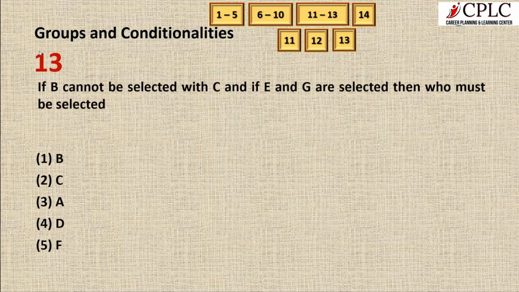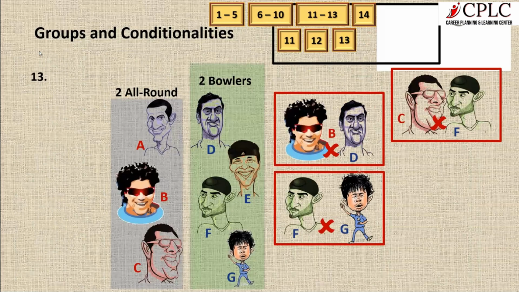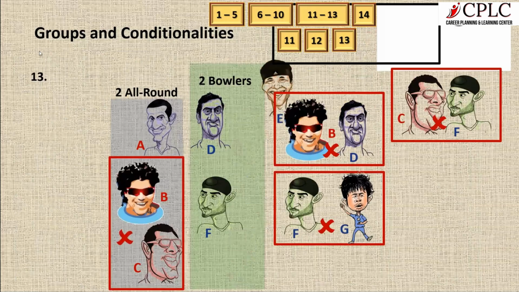Moving to the next question, if B cannot be selected with C, and if E and G are selected, then who must be selected? Now B cannot go with C. Now E and G are selected, so I'll put E and G in the team. So we have already selected two bowlers.